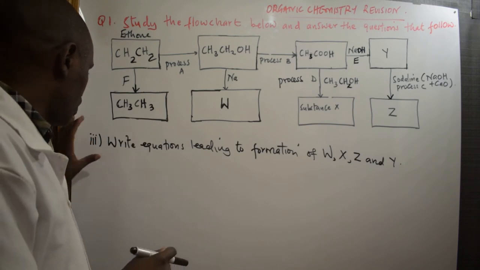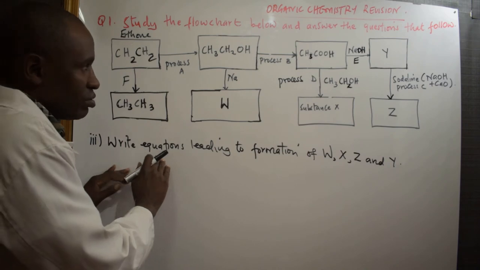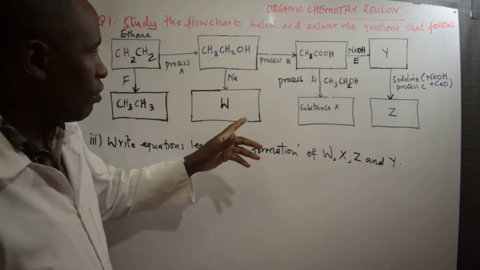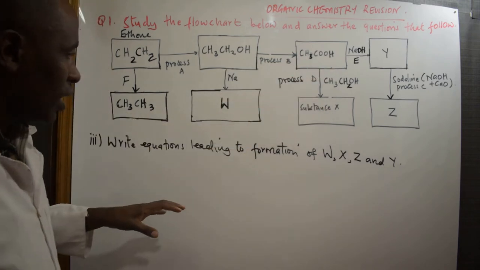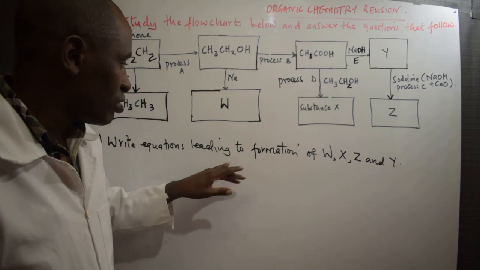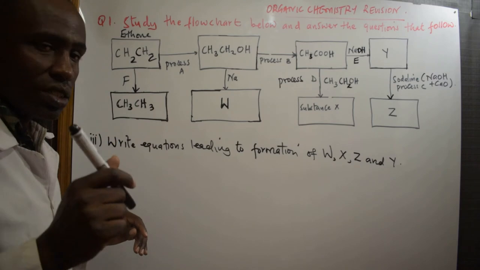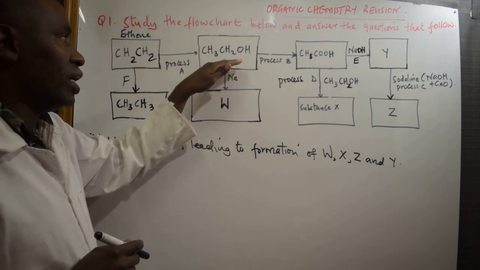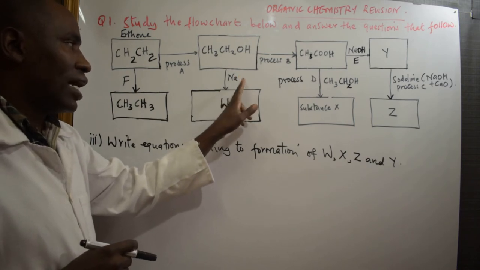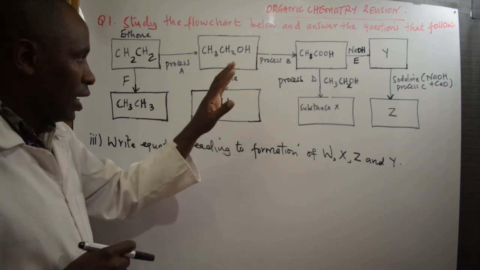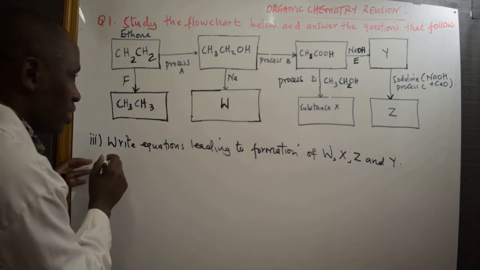Now, let's get to another question here, where we are going to look at how we are going to write equations for each of the chemical properties that we mentioned about. Now, our question here, let's write the equation for the formation of W. Now, you try to look at W here. This is a reaction between ethanol and a reactive metal like sodium. Now, what happens in this particular reaction here? We're going to start there with W here.